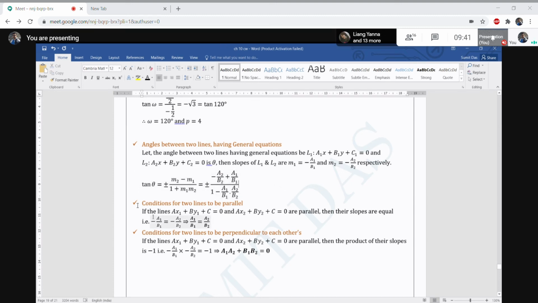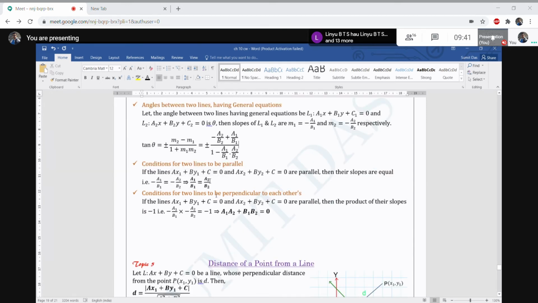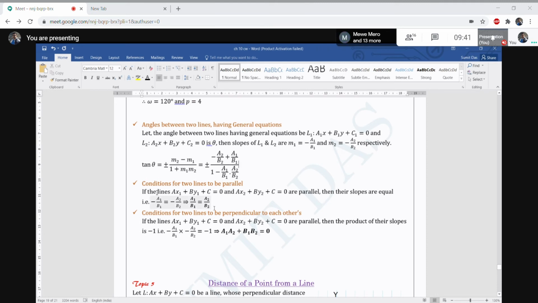These three points are very useful when you are giving a competitive exam, like JEE Mains or something like that. For that reason I'm showing them here. Then what is the condition for two lines to be parallel? Two lines are parallel if their slopes are equal. Slope means minus a1 by b1 equal to minus a2 by b2, which is a1 by b1 equal to a2 by b2. It can also be simplified to a1 b2 equal to b1 a2. Or you can remember a1 by a2 equal to b1 by b2, if you just exchange these two things.